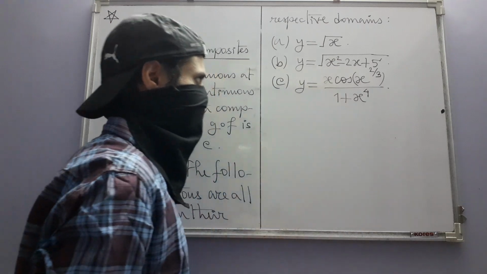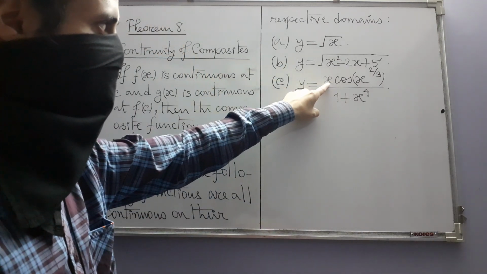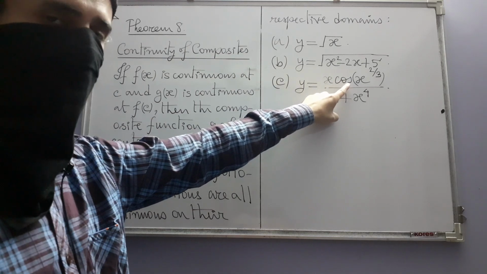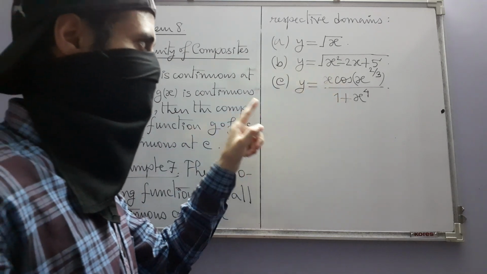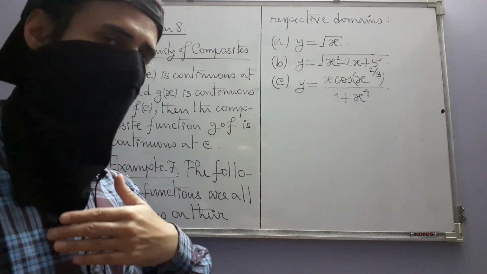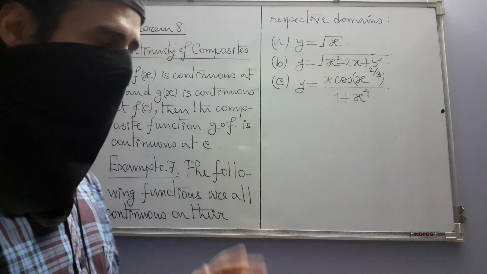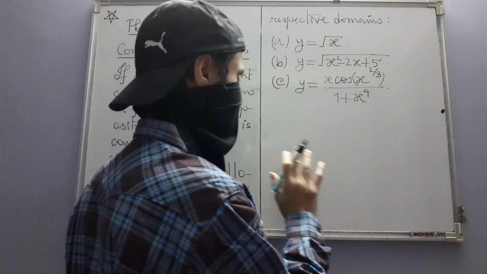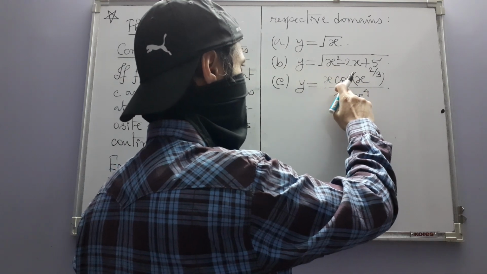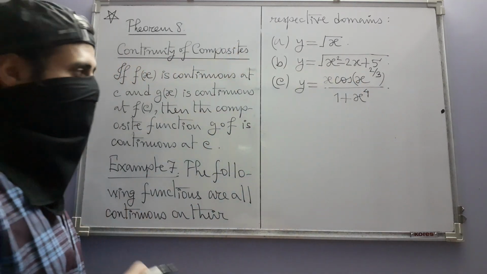The numerator is a product of two functions. One of them is this simple polynomial x. The other one, however, is cos. Okay, and we have already mentioned that cosine, sine, these two functions are continuous throughout the real line. Although we haven't proved it yet, we will prove. But right now we have to take these things for granted. So cos is continuous, x is continuous, 1 plus x to the power 4 is continuous.